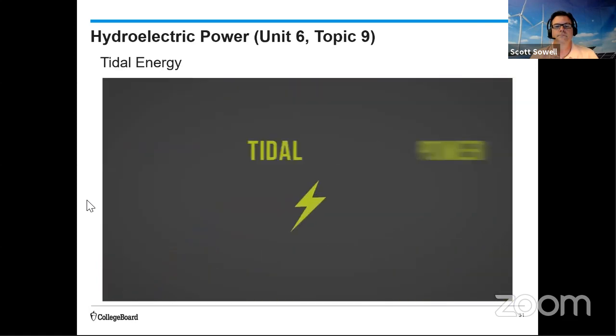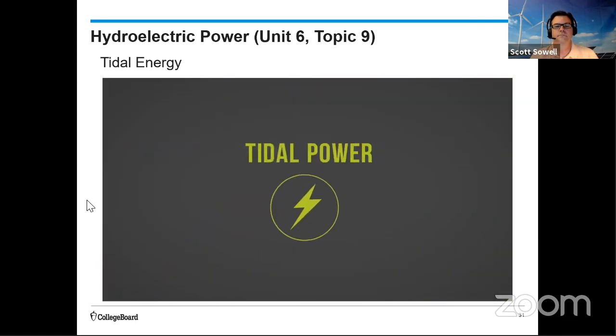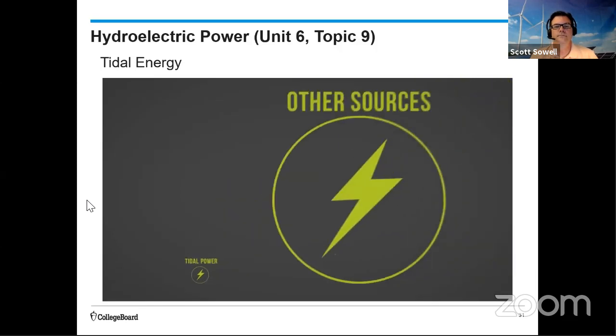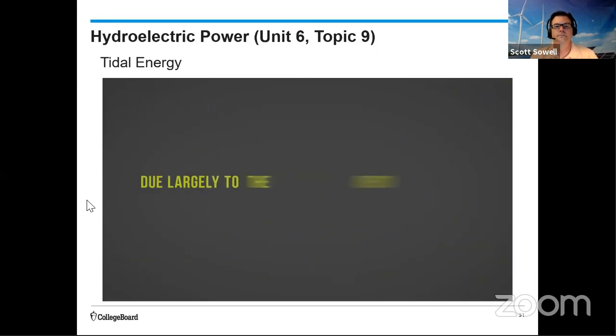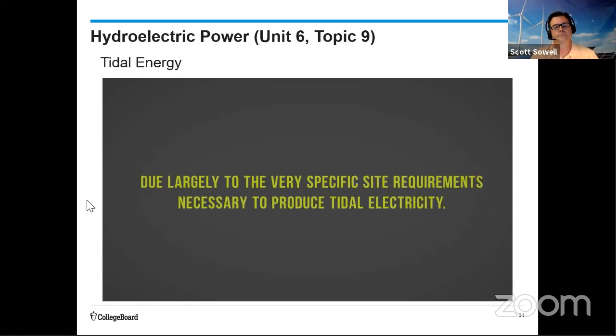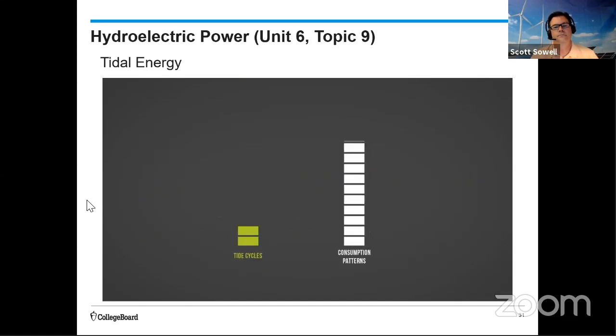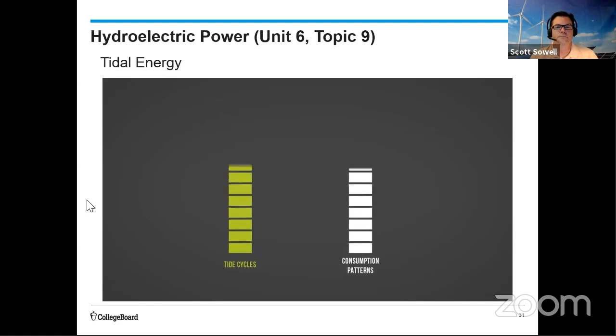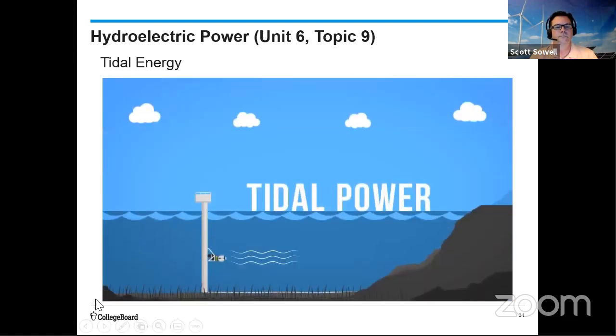However, adoption of tidal technologies has been slow, and so far the amount of power generated using tidal power plants is very small. This is due largely to the very specific site requirements necessary to produce tidal electricity. Additionally, tide cycles do not always match the daily consumption patterns of electricity and therefore do not provide sufficient capacity to satisfy demand. That's tidal power.